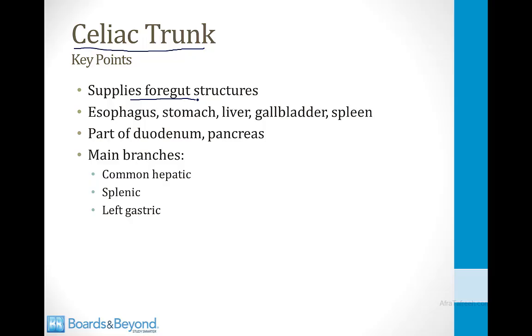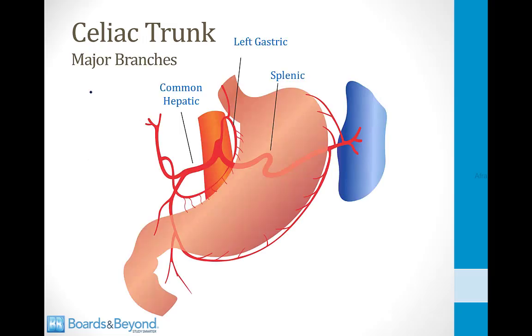And the foregut structures that are supplied by the celiac trunk include the esophagus, the stomach, the liver, the gallbladder, and the spleen. We'll see a picture of that in a minute. This branch of the abdominal aorta also supplies parts of the duodenum and the pancreas. It has three major branches. The first one is the common hepatic, the second one is the splenic, and the third one is the left gastric. Here is a drawing of the celiac trunk and the three major branches.